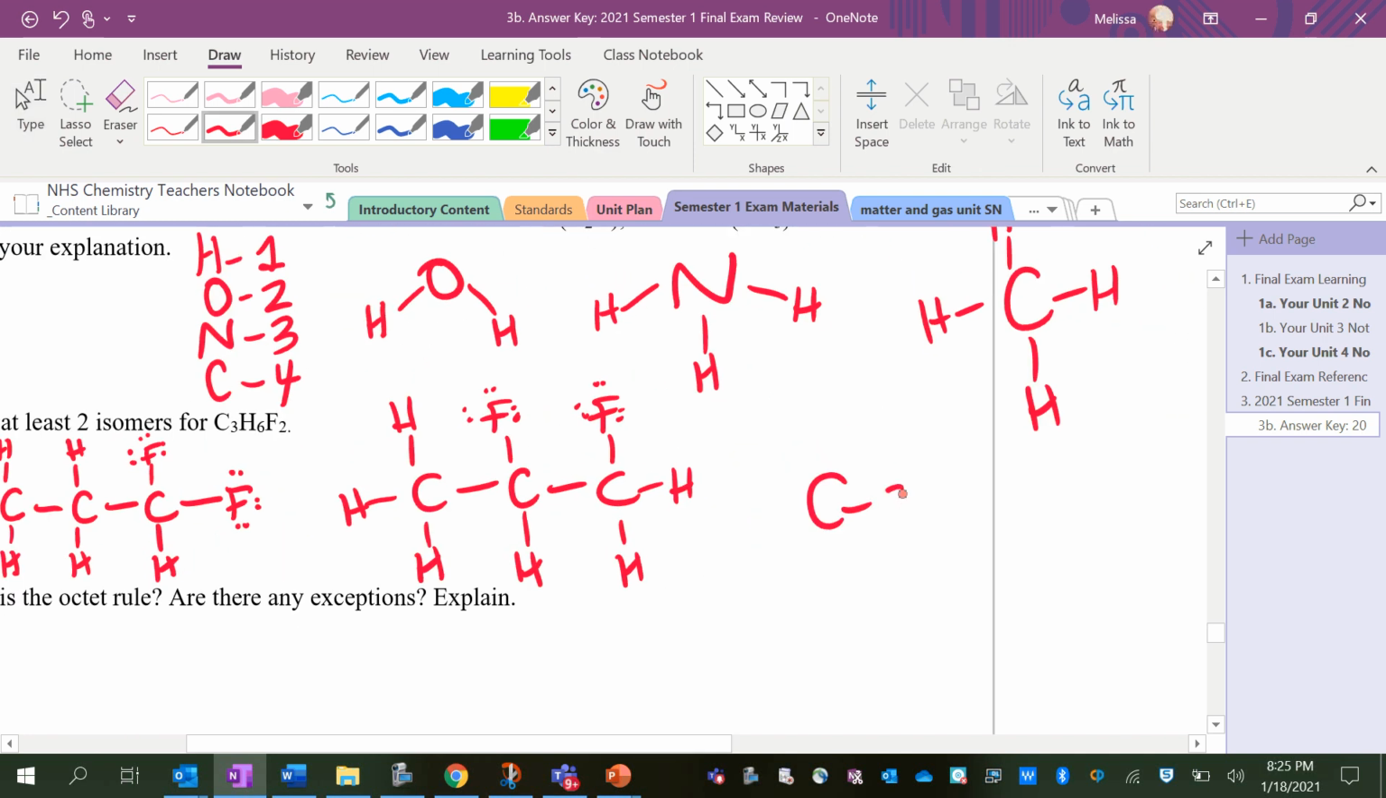So this is a great application of what an isomer is, a different arrangement of the same exact formula. And that results in completely different properties with these molecules.